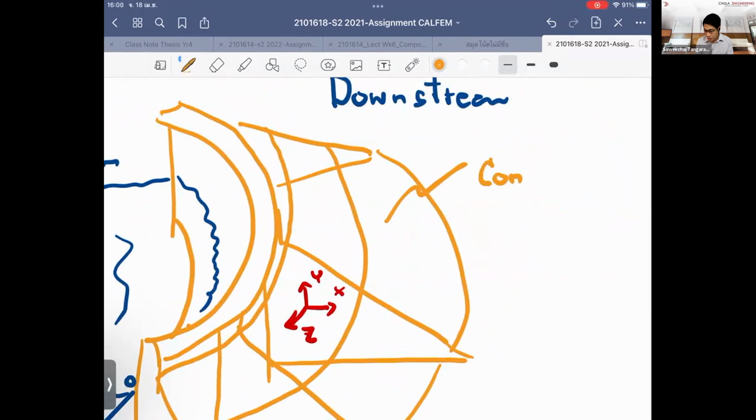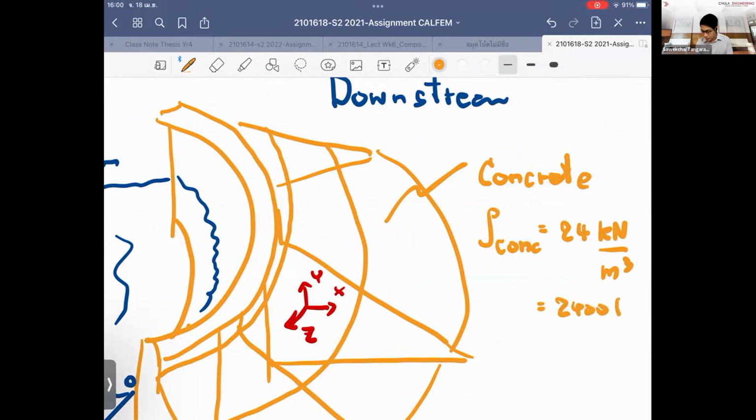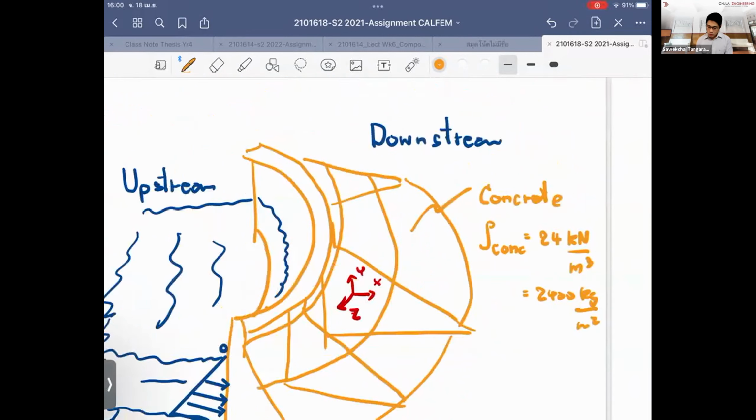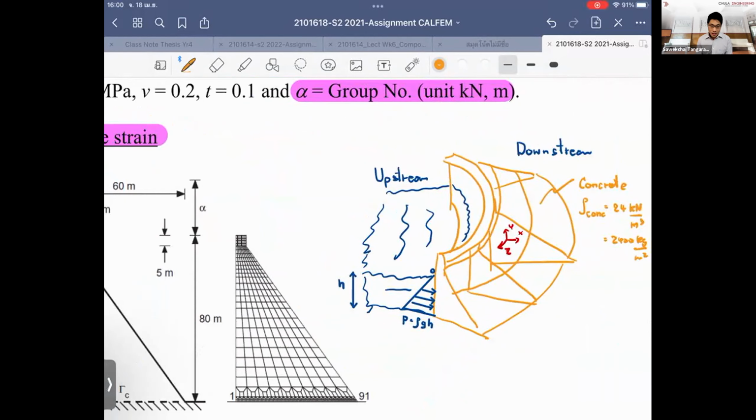So the concrete has a density of 24 kilonewtons per cubic meter, or it is equal to 2,400 kilograms per cubic meter. When you do the analysis, we have to see how much water level we can keep in the dam such that the dam doesn't overturn. When it overturns, it means it just flips up. The water pushes on the face and flips the concrete dam up.